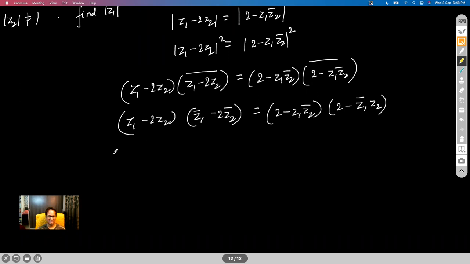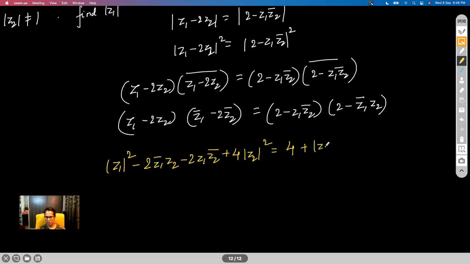Now let us expand it. So if you expand it, you get Z1 Z1 conjugate, which is nothing but mod Z1 square. You'll end up getting minus 2 Z1 conjugate Z2 minus 2 Z1 Z2 conjugate plus 4 mod Z2 square. Here also you get 4 plus mod Z1 square, mod Z2 square and minus 2 Z1 Z2 conjugate minus 2 Z1 conjugate Z2. Okay, just multiply. Lot of terms I think will be cancelled off. I think this gets cancelled with this. This gets cancelled with this.